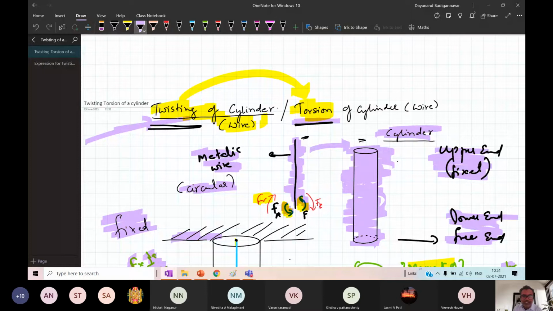Torsion and twisting mean the same: twisting of a wire or a cylinder, or torsion of a wire or a cylinder. Twisting means you have to apply a couple like this. This is the force you have applied, Fa. If you apply the force Fa in the form of a couple, the wire gets twisted. The wire is in the form of a cylinder, as I told you.